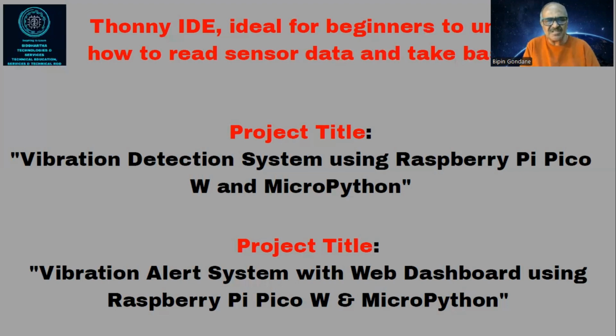The second project is a vibration alert system. It is the same thing we did in the first one, but here we will see it on a dashboard through our Wi-Fi system, because we are using the Pico W board, which has Wi-Fi and Bluetooth on it. So we will do both projects. The first is the simple one, and the second is a little more advanced.